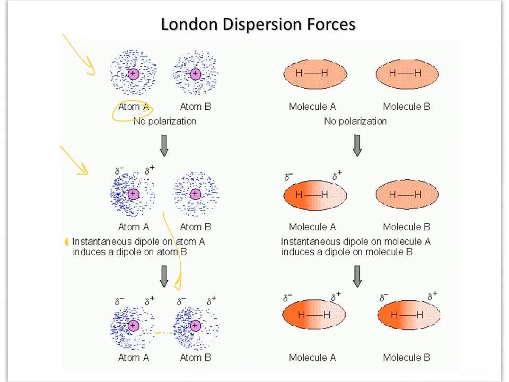Thinking of your noble gases: helium, neon, argon, krypton, xenon, radon. I think I got them all in order. Now, it's more likely and stronger in radon and xenon than it would be in helium and neon. We'll talk about factors that affect the strength of the LDFs. This is just the example that I drew out on the previous slide.